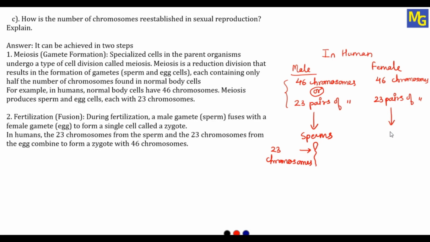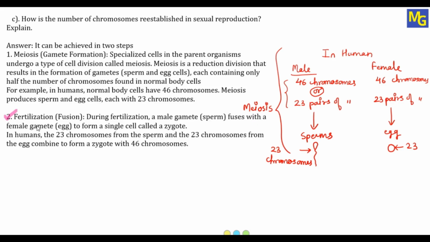Even in females, whatever egg will be produced, I'll write it here, egg, and then I will draw an egg. This will have 23 chromosomes. And after the formation of gametes, these two will fuse to give a zygote. So here the first step is completed. As I told, it is achieved in two steps. This whole first step is called meiosis. Now the second step we will see.